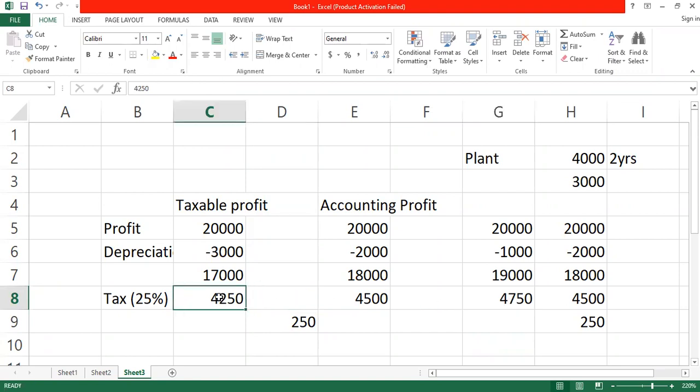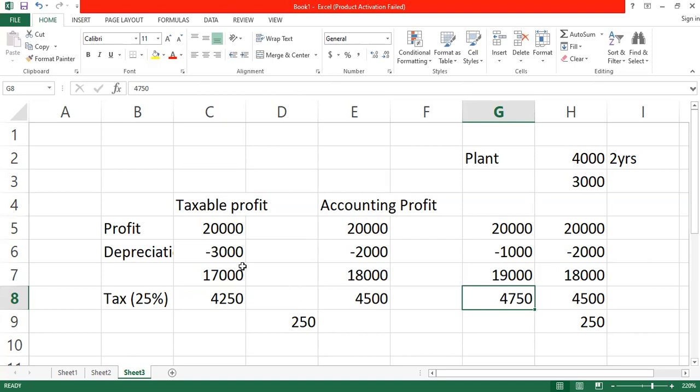The actual tax is the tax for the taxable profit. That is the tax that you are going to pay. You are going to pay 4,250, but in this year you are paying 4,750. You are paying 250 in excess. Do you know why these 250 differences are there?